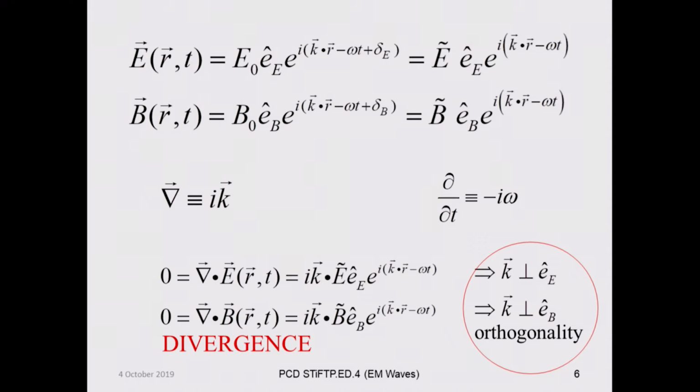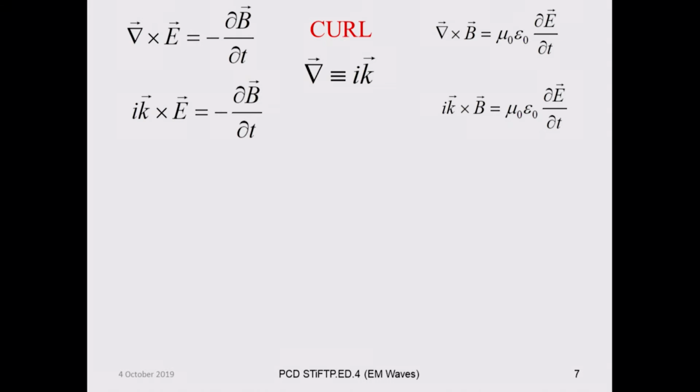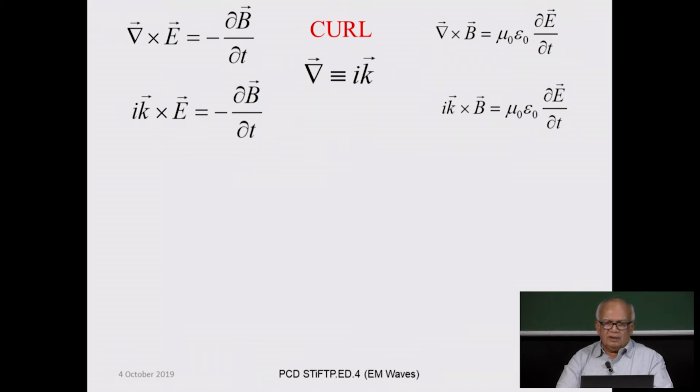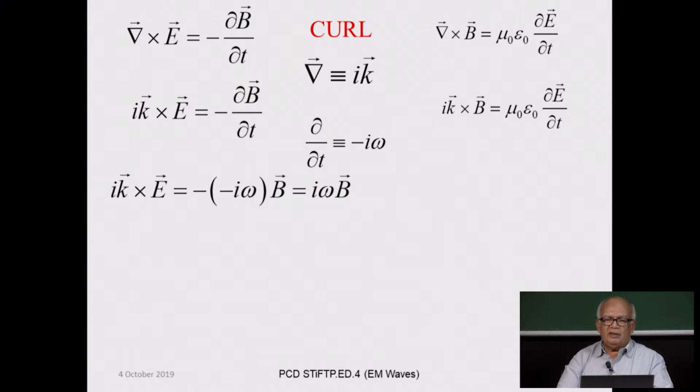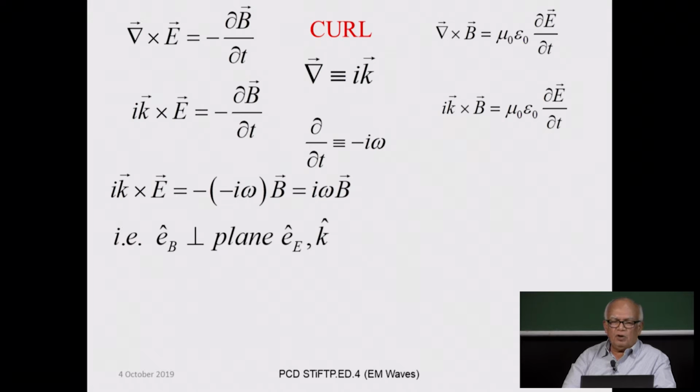So the electric field and the magnetic field are both orthogonal to the direction in which the wave is propagating. Okay? So the orthogonality is now popping out of this relation. You take this equivalence between the operator del and ik and use it for the two curl expressions, and then use the equivalence between del by del t and minus i omega, and what do you find?